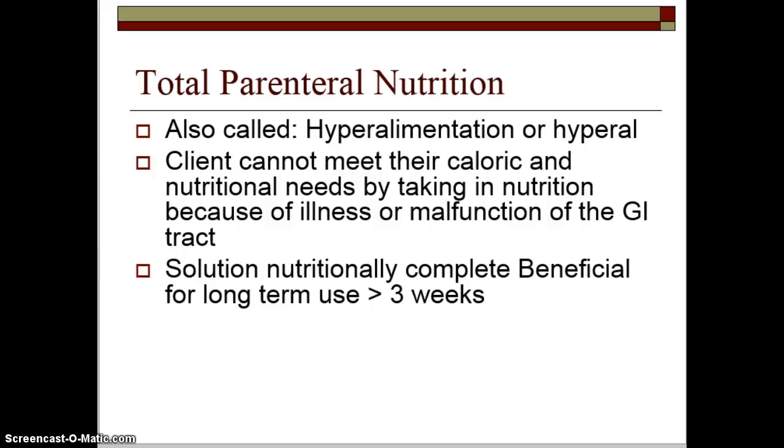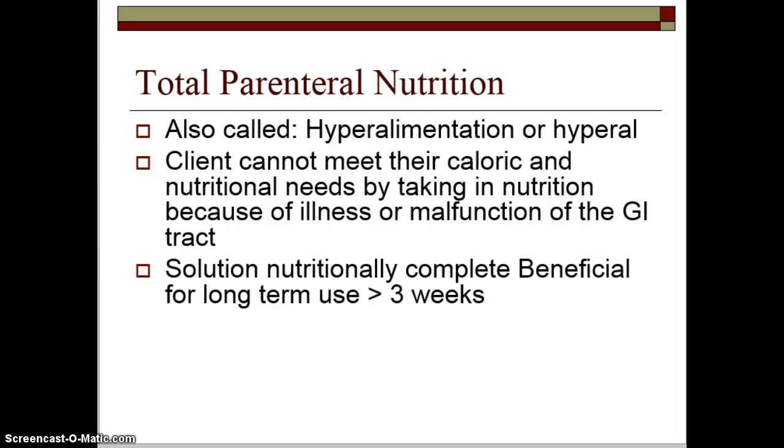TPN is also part of this unit. When we look at TPN, or total parenteral nutrition, it's also called hyperalimentation or hyperal. It gives calories and it gives electrolytes and nutrients back to the patient based on what they need. This is for the patient that is very ill. The patient is going to be NPO or have a non-functioning GI tract for quite some time.